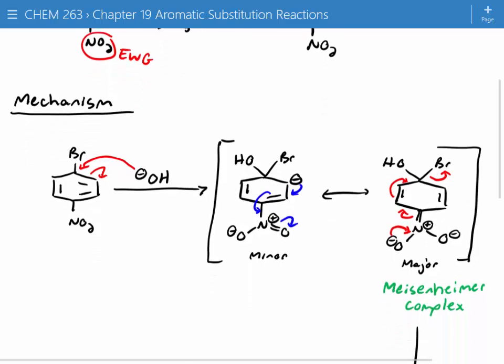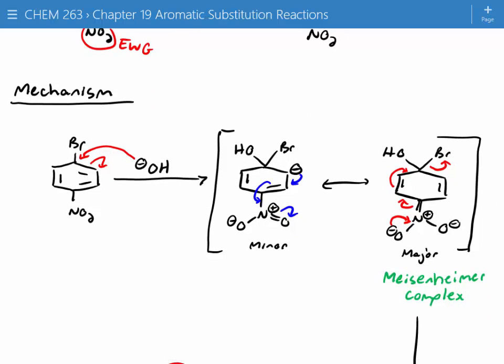But let's take a look at the mechanism here. What happens if that nitro group's in the meta position to the bromine? Will it work? It would not work because then you can't push that negative charge onto the nitro group. So for nucleophilic aromatic substitution, we have very specific criteria in order for it to work.